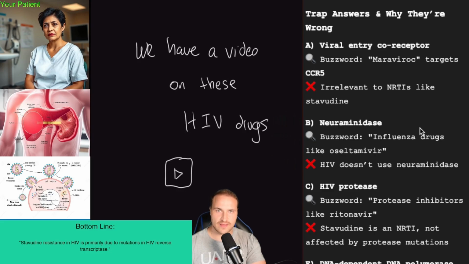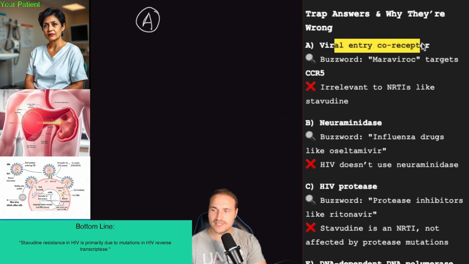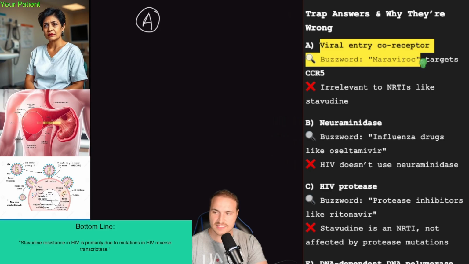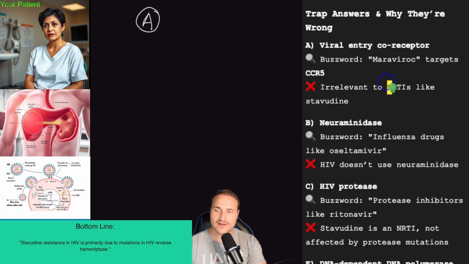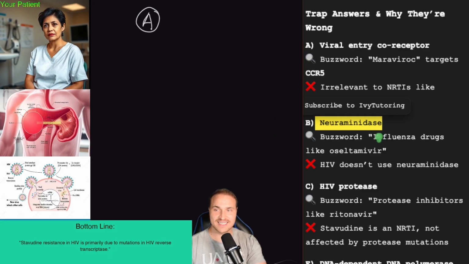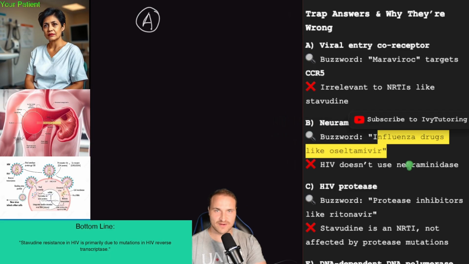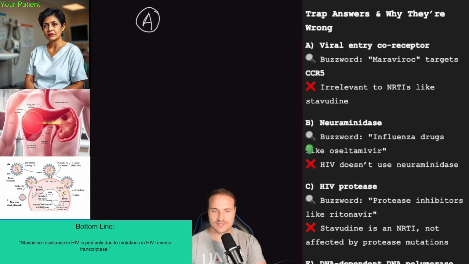It's important to know why the other answers are wrong. A, viral entry co-receptor. A good example of this is Maraviroc that targets the CCR5. And this is irrelevant to NRTIs like stavudine. What about neuraminidase? That is a flu drug. Oseltamivir is the drug. That step 1 will question you on there.